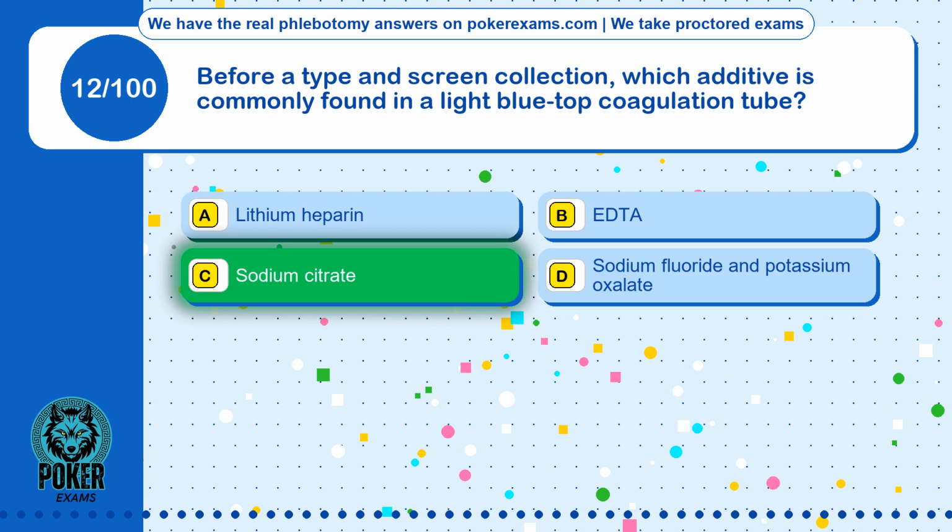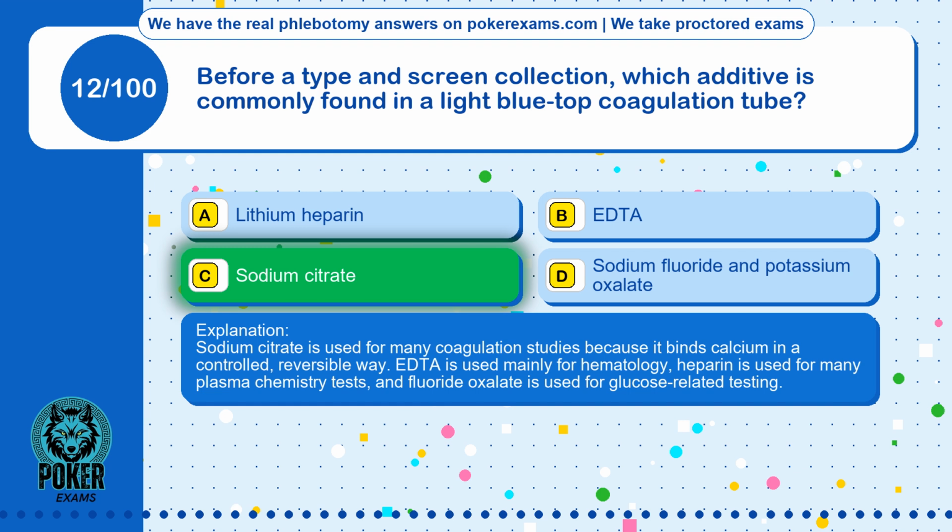The correct answer is option C, sodium citrate. Sodium citrate is used for many coagulation studies because it binds calcium in a controlled, reversible way. EDTA is used mainly for hematology, heparin is used for many plasma chemistry tests, and fluoride oxalate is used for glucose-related testing.